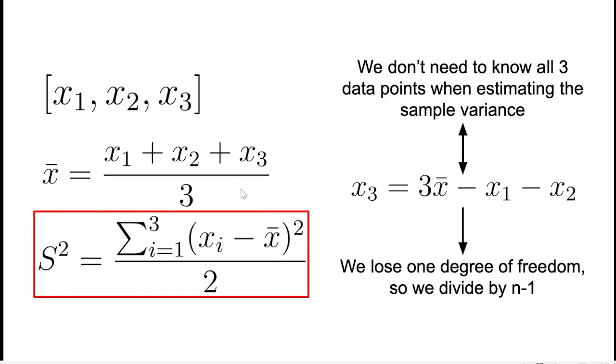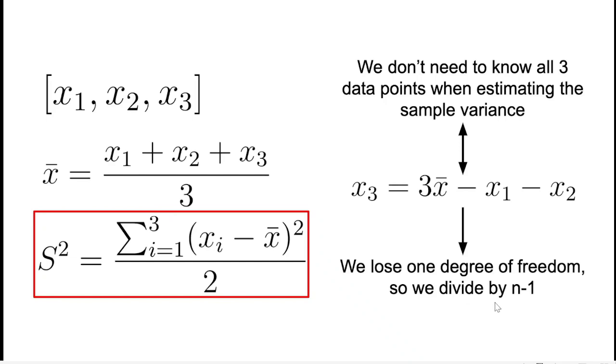Same example of the rod, 30 mm, I want to divide into 3 pieces. I can take the first piece 5, second piece 5, or of course any number. So I got 2 pieces, that is 10. What remains, the third one, is only 20. For the 20 I don't have a choice. So we don't need to know all 3 data points when estimating the sample variance. For x3 we don't have a choice, that is why we need the degrees of freedom, and that's why we divide by n minus 1.